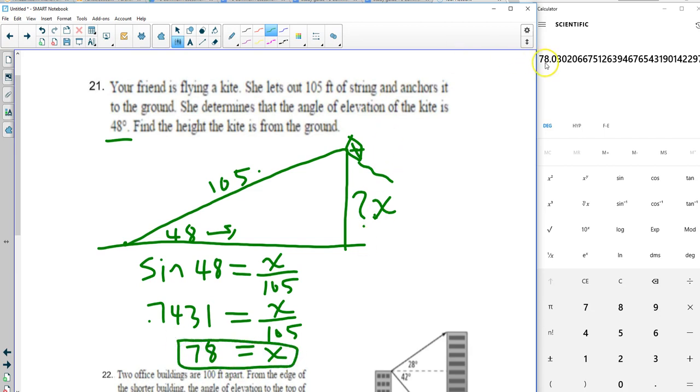But in actuality, it's 78.03. But it's close enough. It depends on what they ask you to round it to.